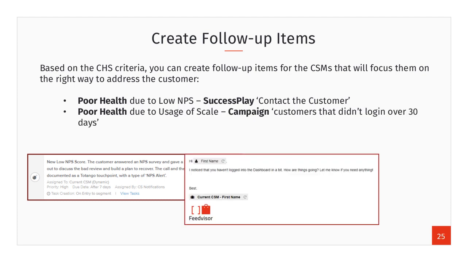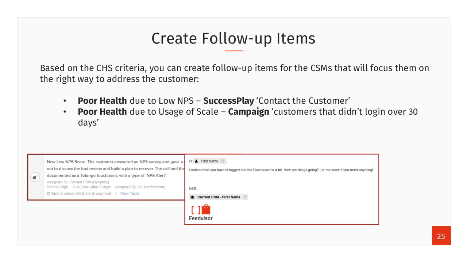Another example of poor health: if our customer didn't log in to our dashboard for over 30 days, then we mark them as poor. And we also have an automation campaign that sends directly to the customer. It seems very simple and personal: I noticed that you haven't logged into the dashboard. Can I assist with something? It looks extremely personal, and for this specific campaign, we have 80% success. After we send them this campaign, we can see that they actually log into the system, which is a huge success for us.